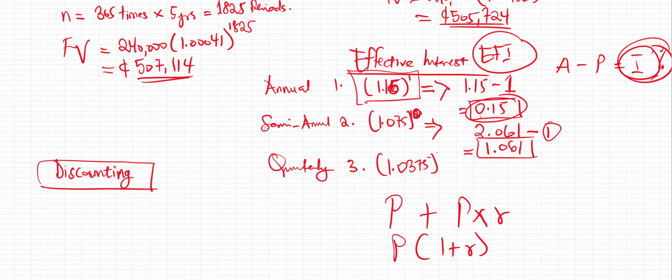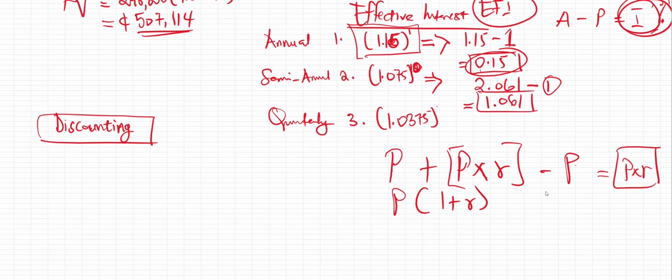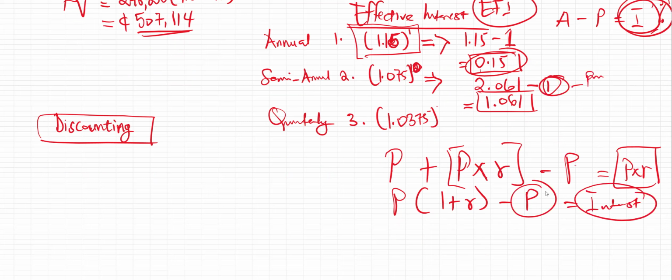So P plus P times R, which is the interest. If I deduct P from it, what would I be left with? Is it not only P times R, which is the interest? Yes. So the same thing here, if I deduct P from this, which is equivalent to the 1, I'm taking it out, then I'm only left with the interest portion. True or false? That is why I'm taking out 1. I'm taking out the principal portion from whatever we have here. So whatever is left is the interest portion alone.